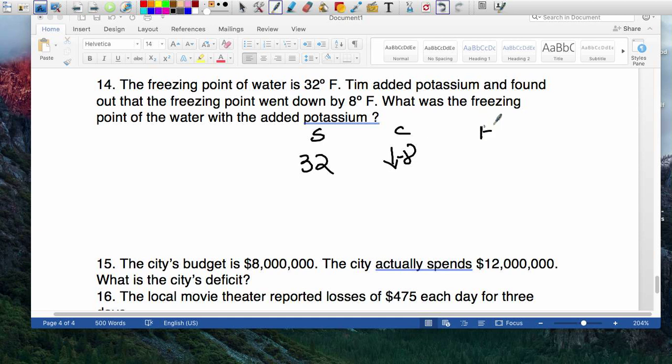So see that you can use this particular setup for a lot of the questions. So we're looking for the final temperature after a drop of 8. Well, final is what? The start plus the change. So the starting temperature was 32 plus a change of what? Negative 8. And you know that it's going to go down from 32 and you get 24.